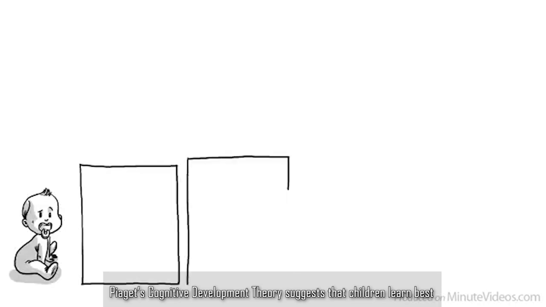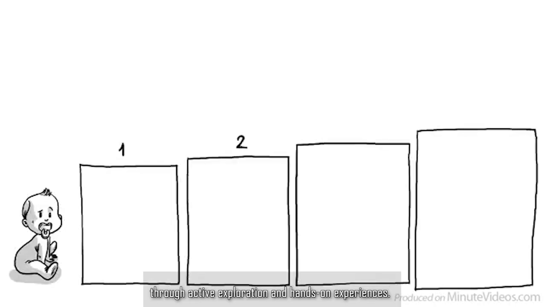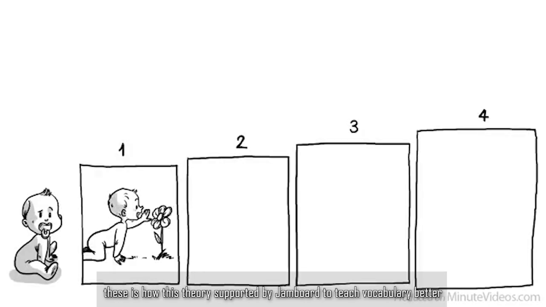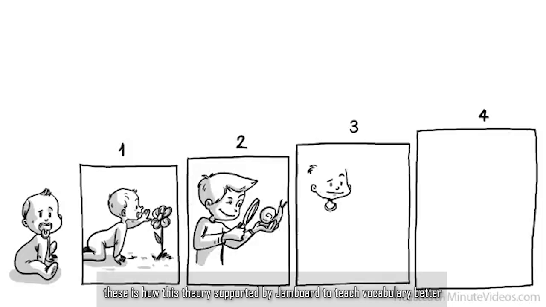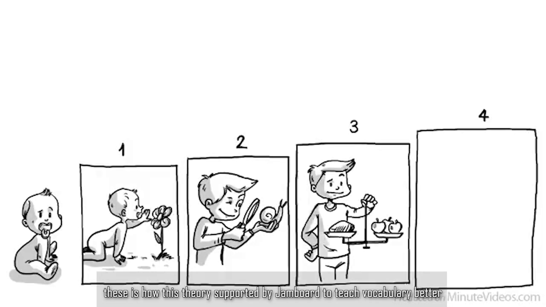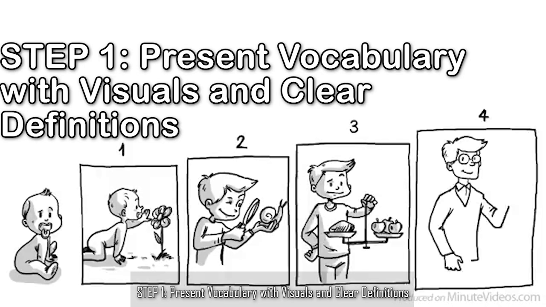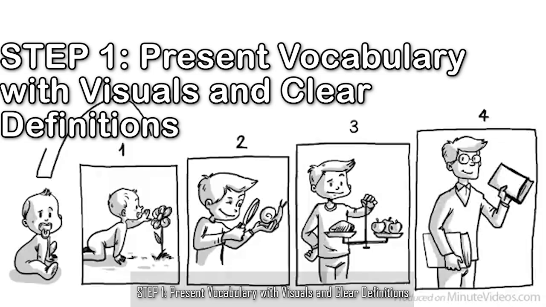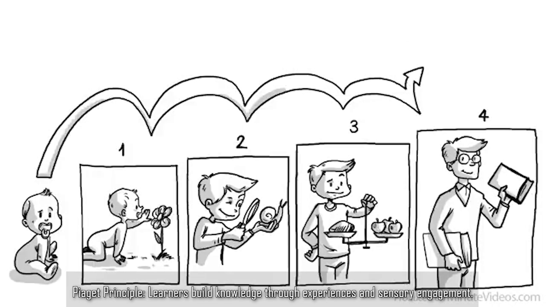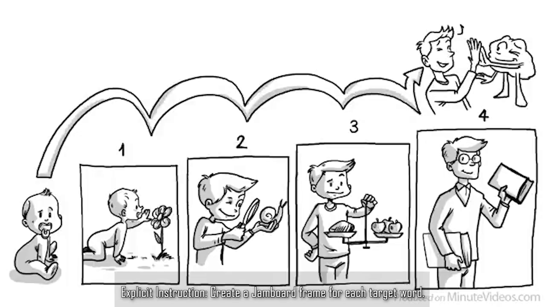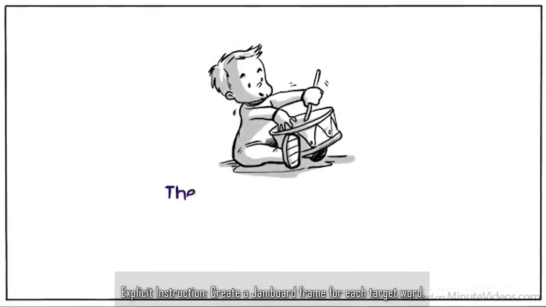Piaget's cognitive development theory suggests that children learn best through active exploration and hands-on experiences. This is how this theory is supported by Jamboard to teach vocabulary better. For step 1, present vocabulary with visuals and clear definitions. Piaget's principle: learners build knowledge through experiences and sensory engagement. Explicit instruction: create a Jamboard frame for each target word.